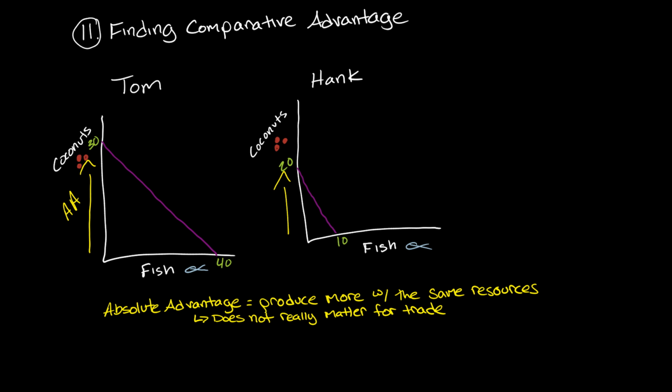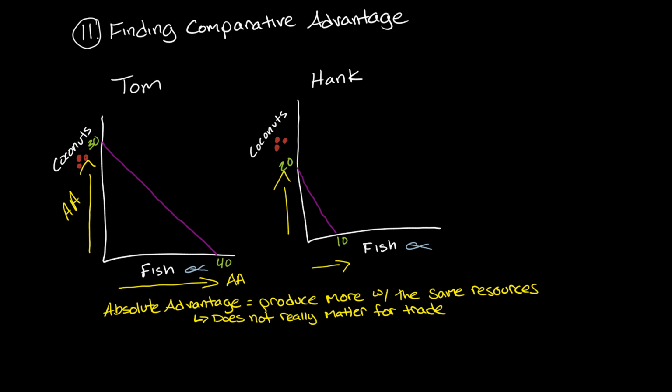We can see that given a set amount of time, Tom can produce 40 fish, whereas with the same amount of time, Hank can only produce 10, meaning that Tom also has absolute advantage in the production of fish. So Tom has absolute advantage in production of both of those products, which kind of puts him in the position, if we were to make this into a real-world scenario, of the United States.